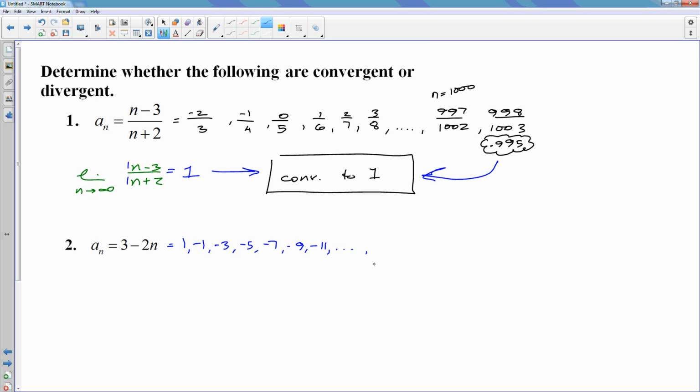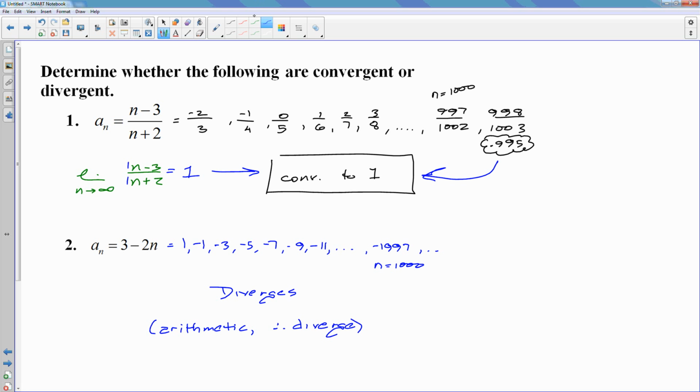like 1,000, let's see, 3 minus 2,000 would be negative 1,997. And what's happening here is this thing is just blowing up. So this one diverges. Also, hopefully, you recognize this as an arithmetic sequence because this is in slope-intercept form. You could say this is arithmetic, therefore it will diverge. All arithmetic sequences do diverge.